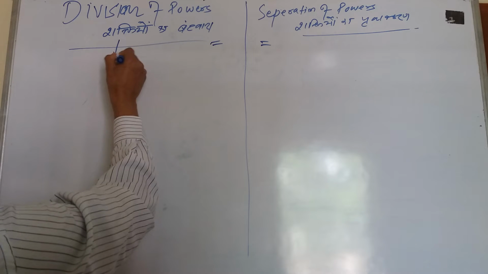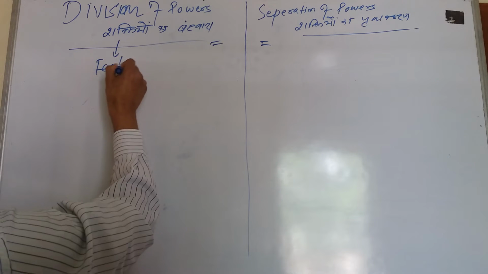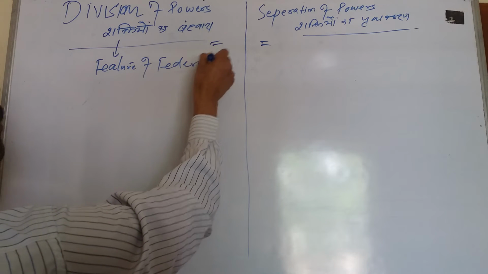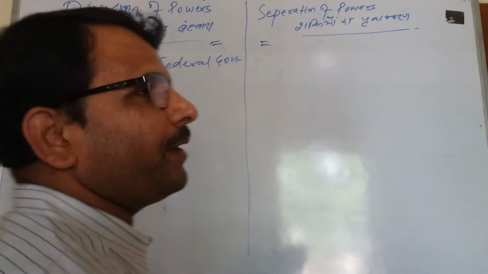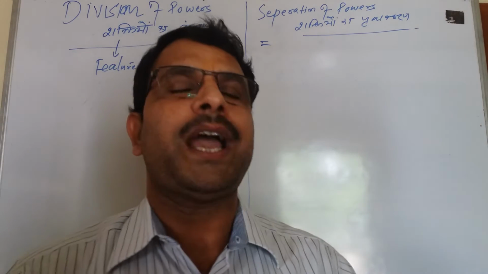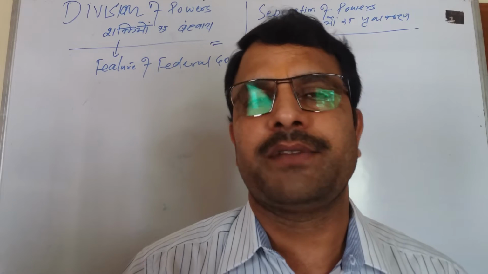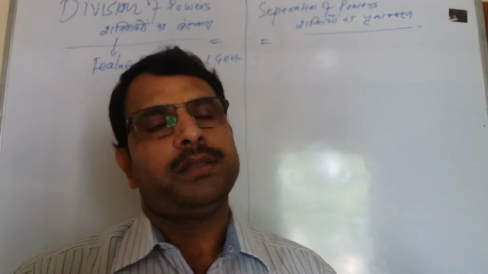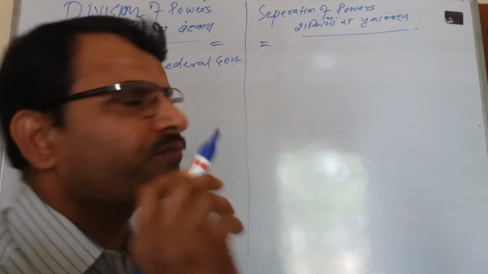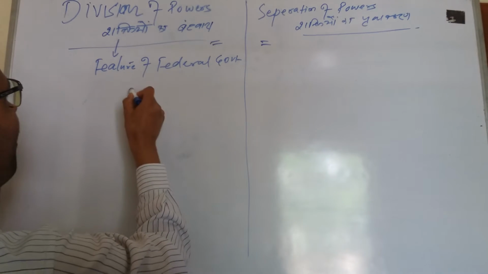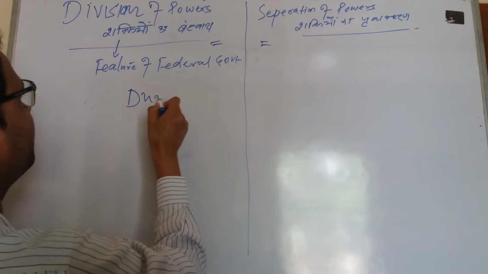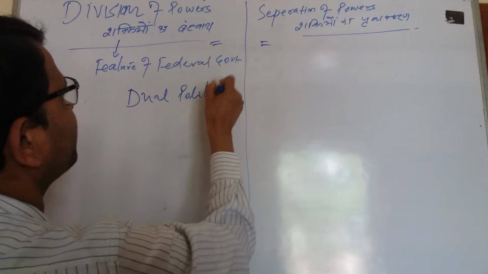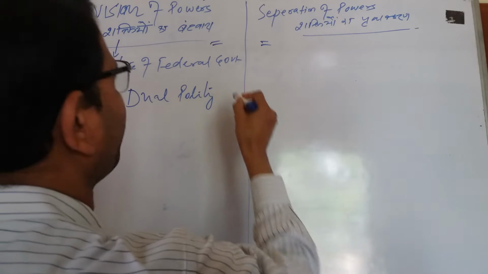This is a feature of federal government. Now you know government could be of two types. One is the unitary type, like we find in the United Kingdom or China. The other model is the federal type. So what is a federal type of government? Federal government means dual polity. It implies dual polity. Dual polity means there will be two layers of government, right?